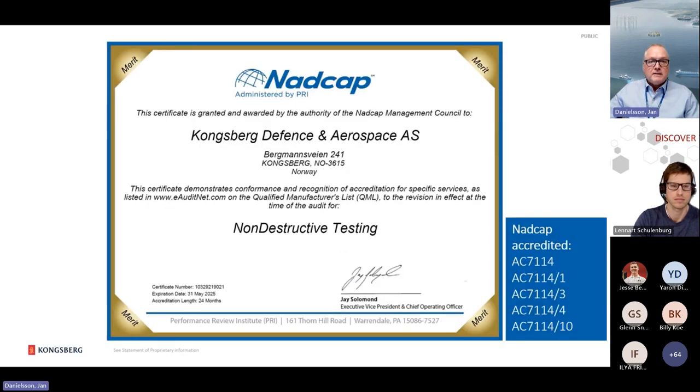And this is what we are accredited in, and we have gold level in four methods in Kongsberg. We have this for penetrant inspection, /1 and /3 for ultrasonic. We have /4, and this is for film. And /10 is for digital radiography detector array. And we have had 0 NCR in all NADCAP customer and AS9100 audits for digital X-ray. So it's a really good system, for us and for the customers.